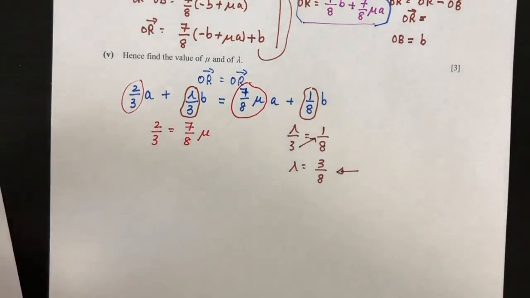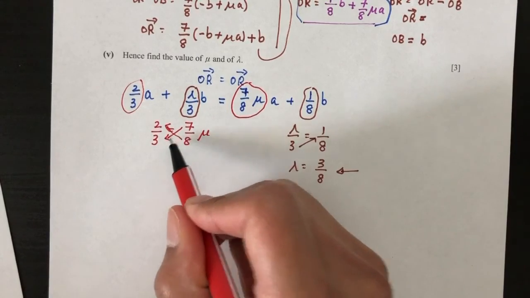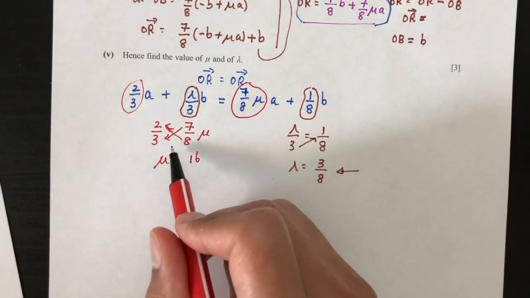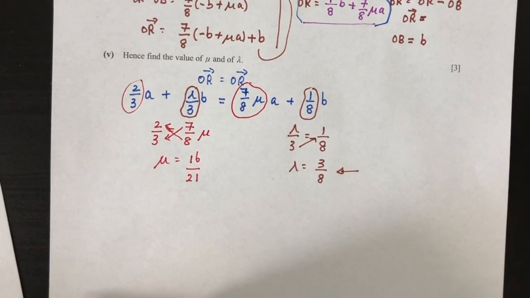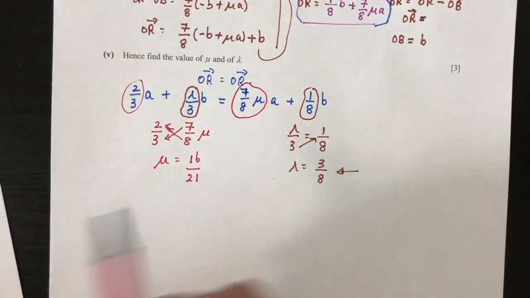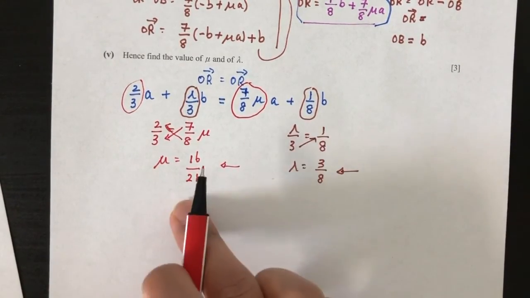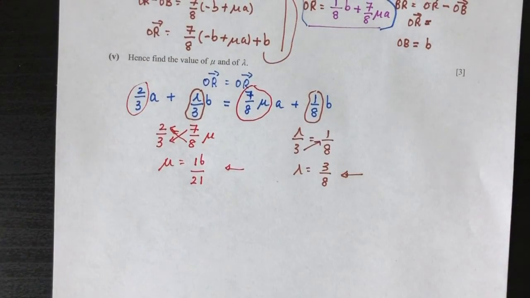How about mu? So for mu, we have to send 8 here, we have to send 7 here. So mu will be 16 over 21. That will be the value for mu. So two values, lambda and mu. Lambda is this, mu is this. So that will be your question number 12. And I think that was the last question of this paper.